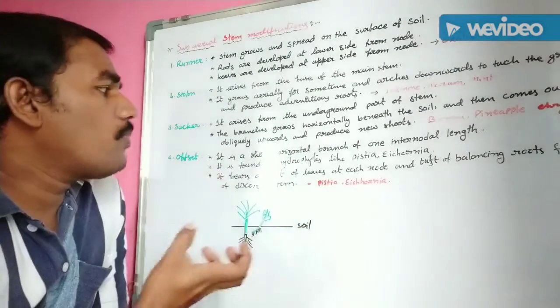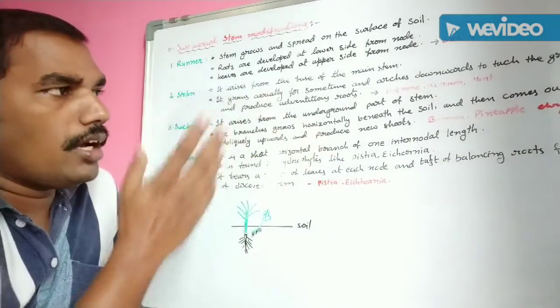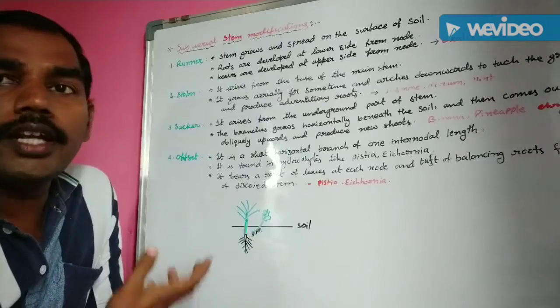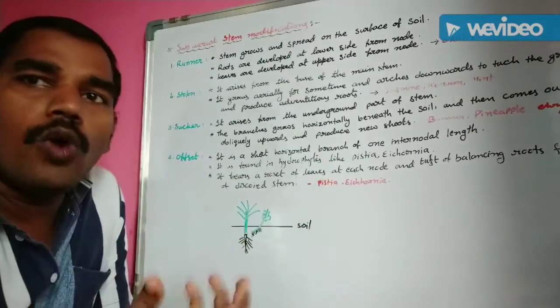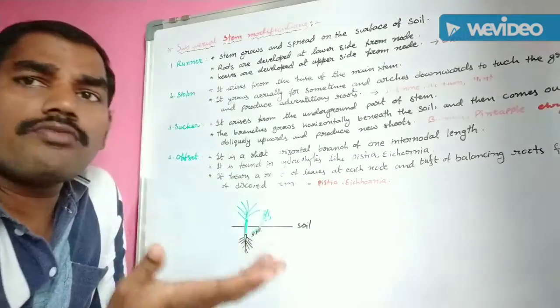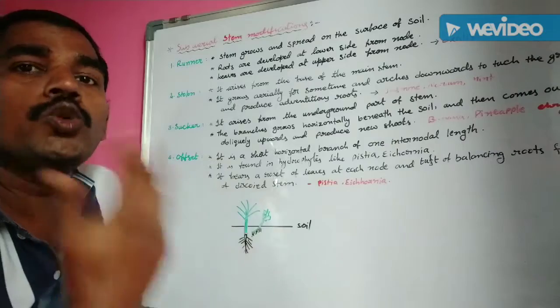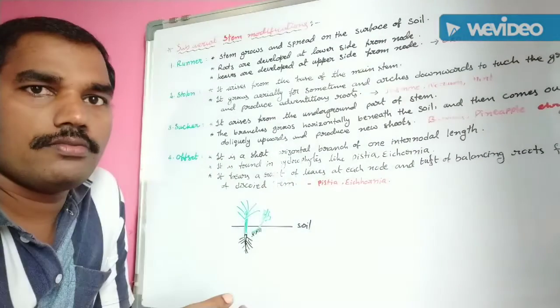Okay, these branches are known as suckers. In banana, pineapple and chrysanthemum plants, the lateral branches consist of some adventitious roots. These branches are detached from the mother plant. They live as an individual plant because of the presence of adventitious roots.